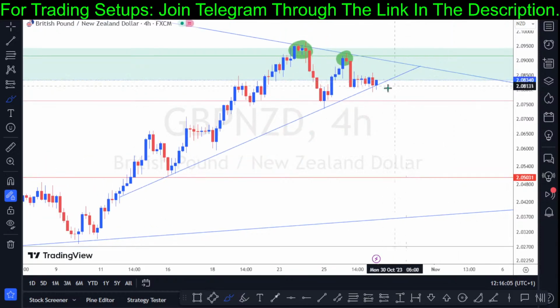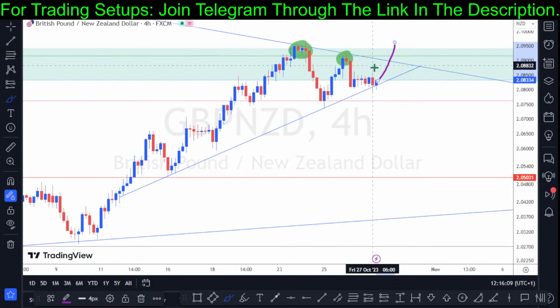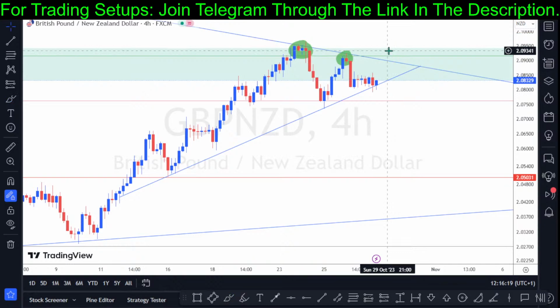If price should break above this resistance structure right here, then it means the bearish sentiment I have here is kind of wrong, because this would definitely lead to a double bottom for more rally on British pound sterling paired against New Zealand.